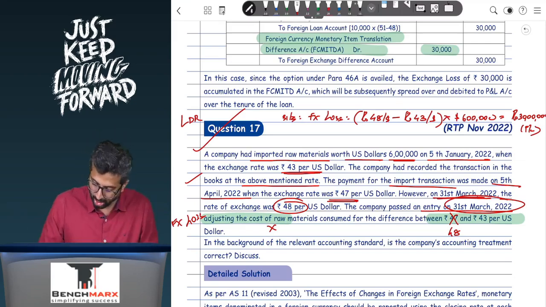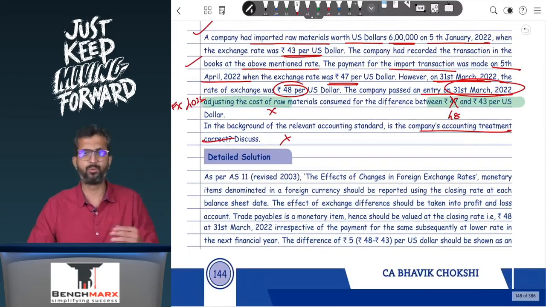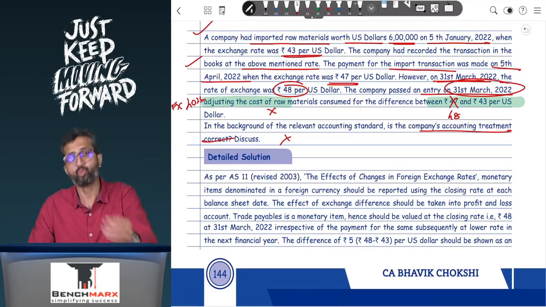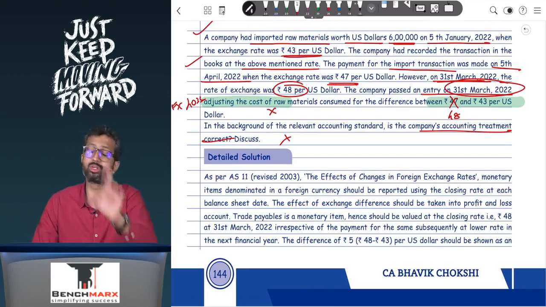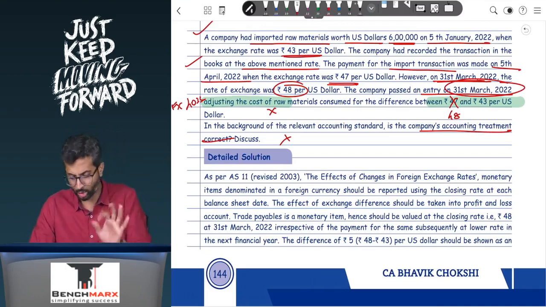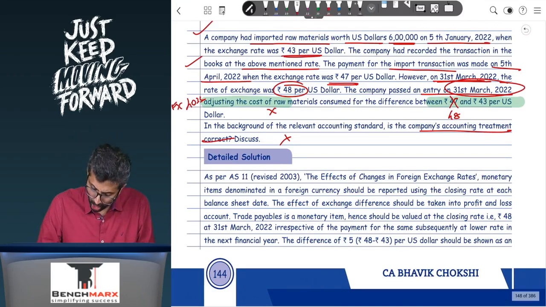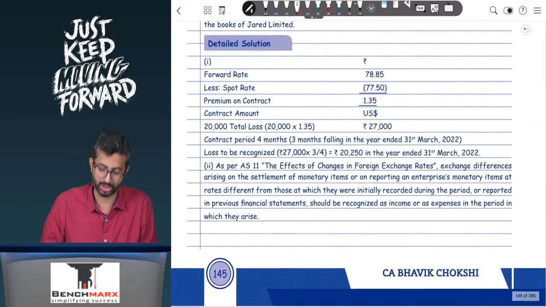So in the background, is the company's accounting treatment correct? The answer is no. There are two errors. First, adjusting cost of materials for the forex differences is wrong. Second, while calculating the gain or loss on 31st March 22, compare the closing rate on 31st March 22, that is 48, with 43, and get the answer. So this is 48 minus 43, that is the first thing. And second, it should be taken as exchange difference in the profit and loss account.